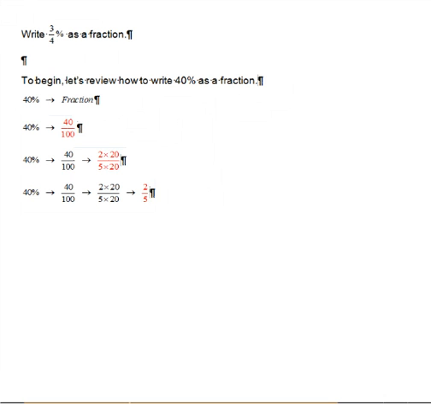Now let's return to our original problem and see how to write 3/4% as a fraction. Now we're going to proceed using the same process as we did when we converted 40% to a fraction, meaning we're going to take 3/4% and drop the percent sign and write the number over 100. So we would have 3/4 over 100.